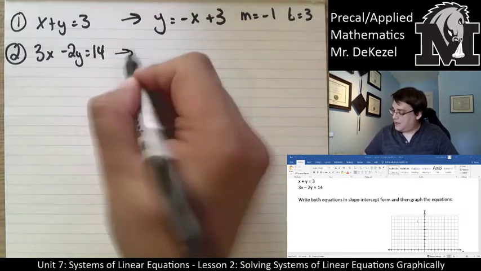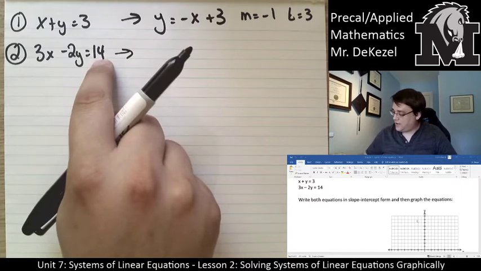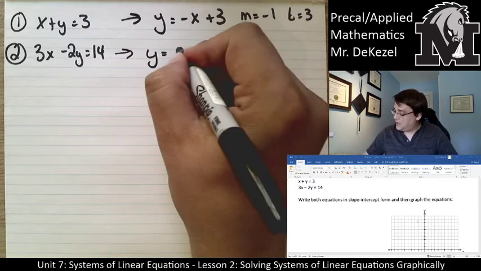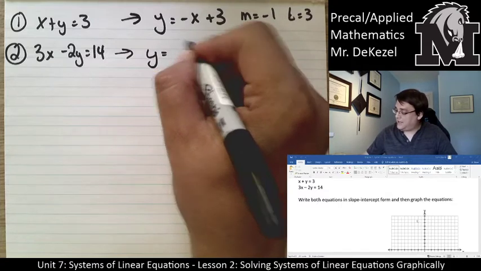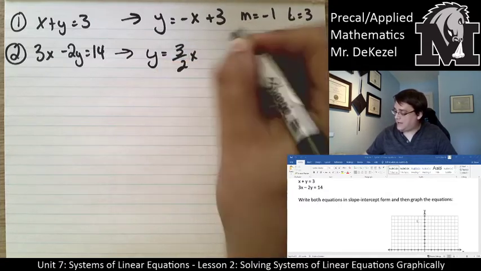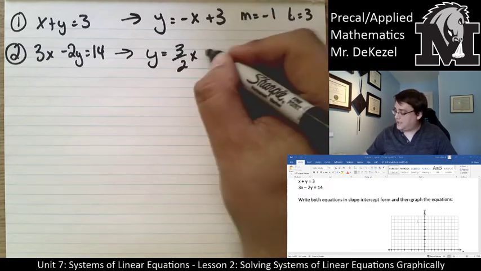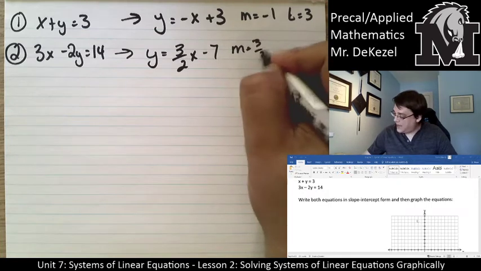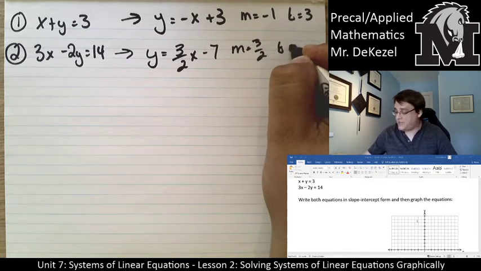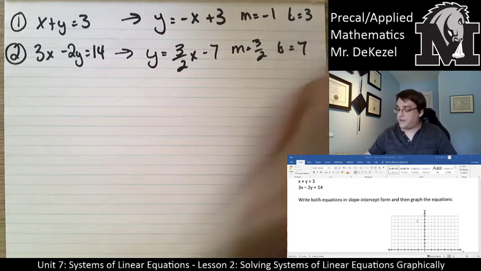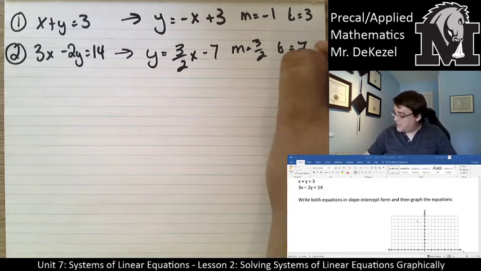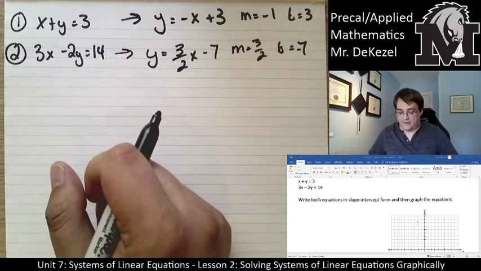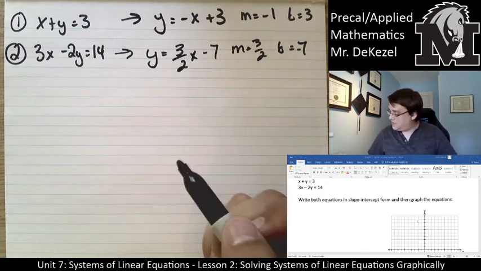This one, let's see, I move the 3x over and I divide everything by negative 2. So y is equal to negative 3x divided by negative 2. That's just 3 over 2 x. 14 divided by negative 2, that's minus 7. So the slope is equal to 3 halves, and the y-intercept is equal to negative 7, I should say. So now we can take what we know and use it to graph the system. So let's do that.